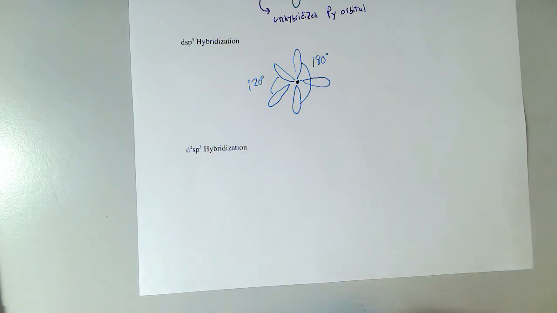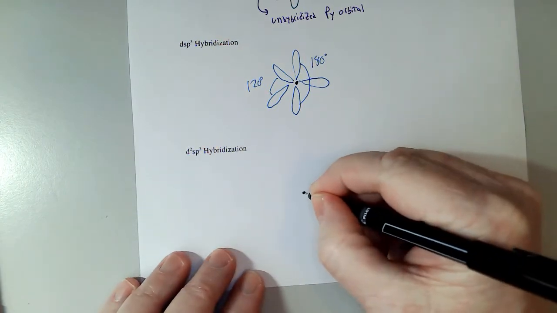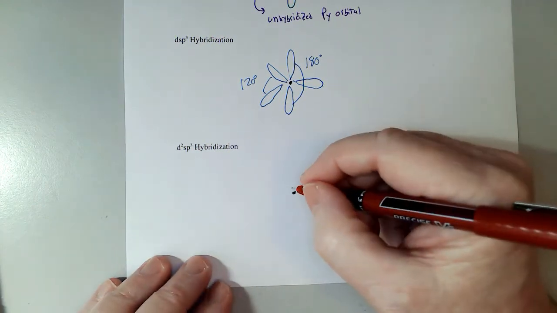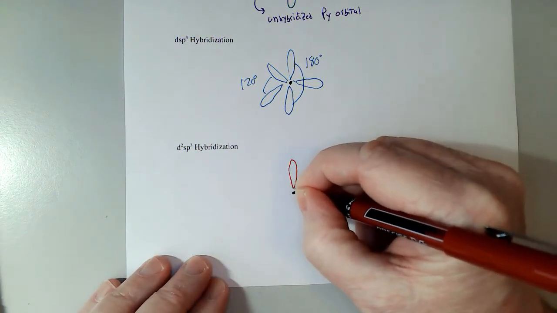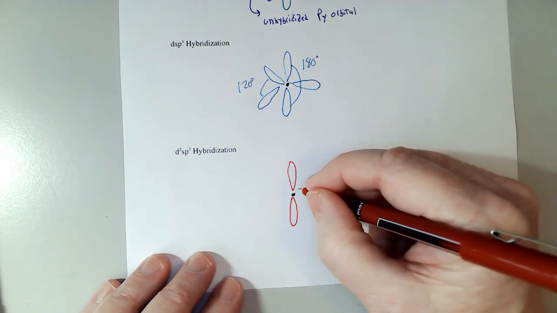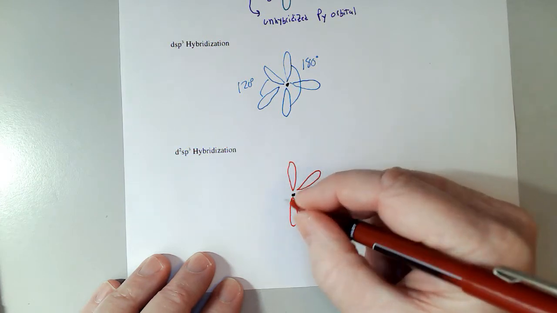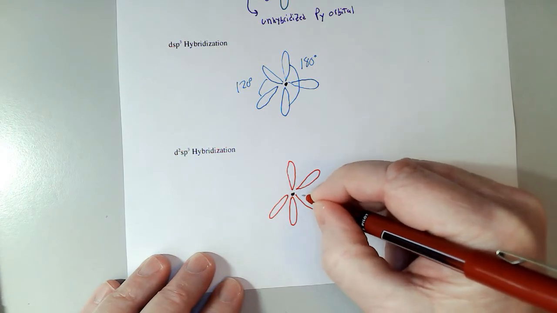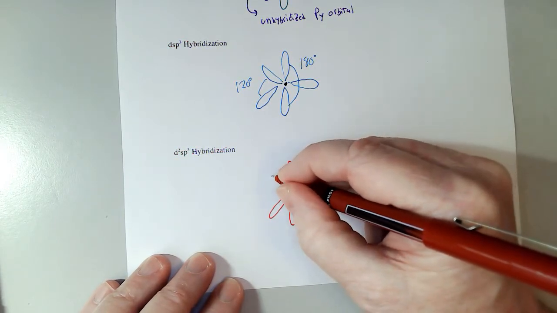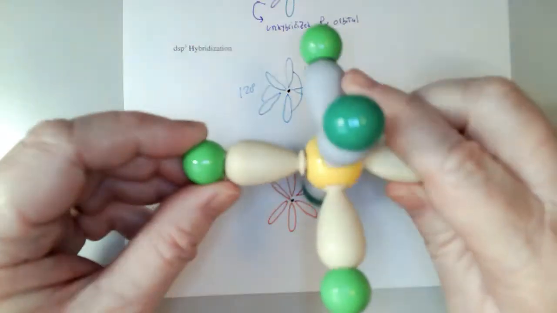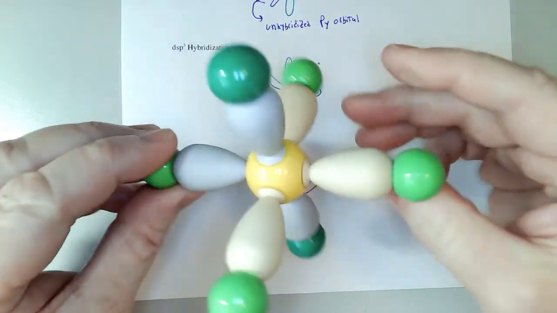Now, d2sp3. There's my central atom there. Okay. I'm going to have an orbital that is in the z direction. I'm going to have an orbital that is in the y direction, and I'm going to have an orbital that's in the x direction, and it really doesn't matter which one we distinguish as x, y, and z, okay? But I can kind of see that right here with this model.